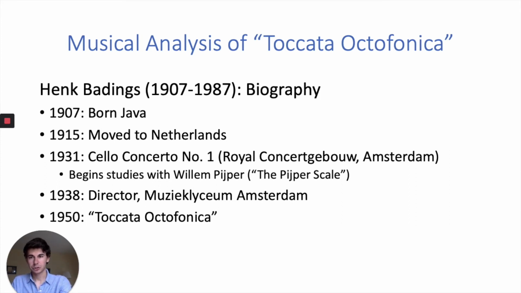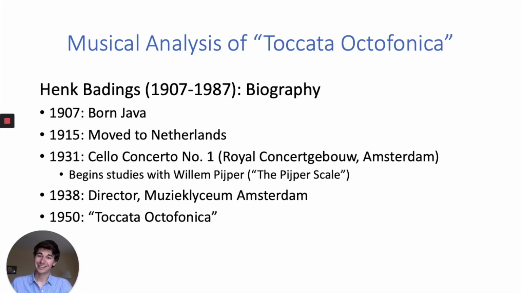He was Dutch. He was born in Java. He was a very talented student in a lot of ways. He was actually an engineer before he got into composition. So in 1931, he had his first taste of success. A huge amount of acclaim came for his cello concerto, which was premiered at the Royal Concertgebouw. At that point, he decides, maybe this is something I could be good at. He starts working with Willem Pijper, who the Pijper scale is named for.